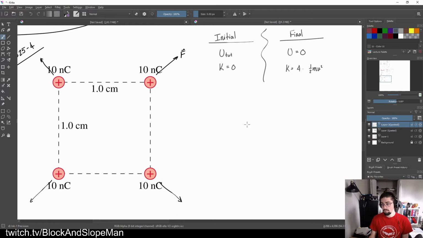Okay, now we've got a couple different things to worry about. We're looking for speed. So our final energy, 4 times 1/2 mv squared, leave that alone for now. We want to find that. We need to figure out what U total is first.